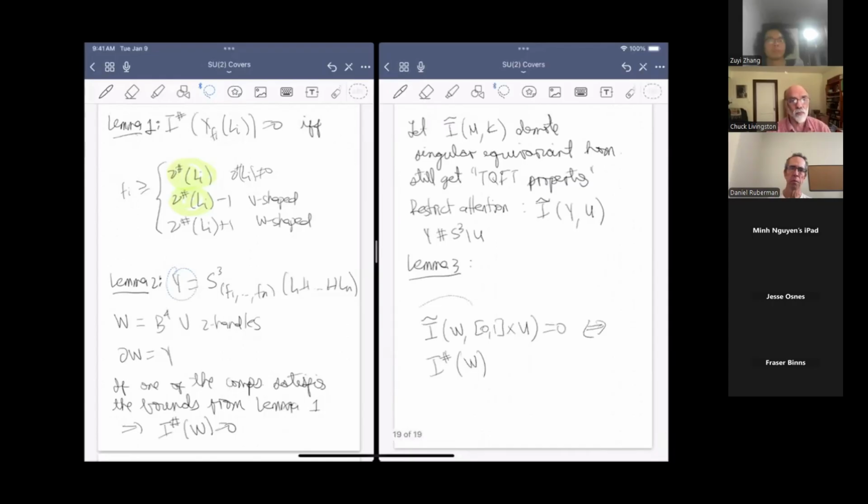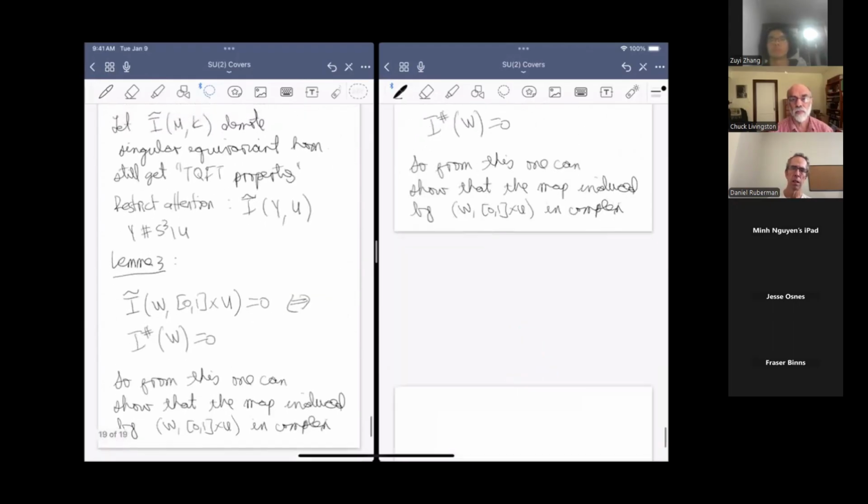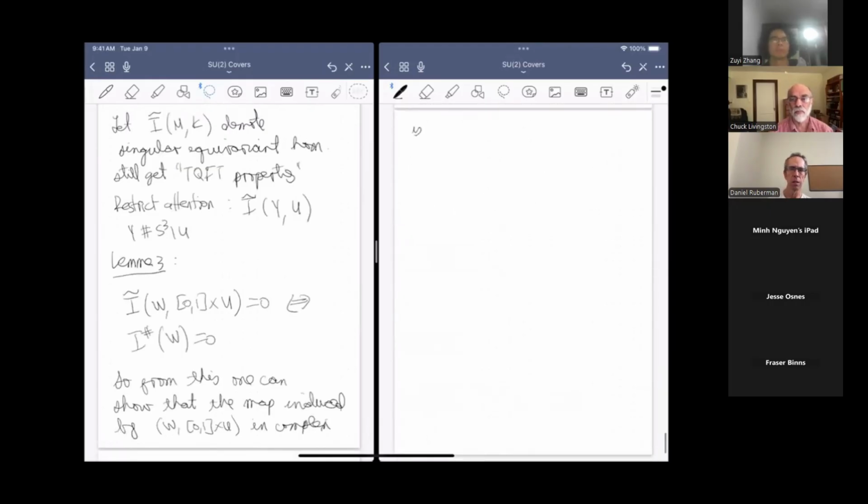And it turns out, of course, I'm not explaining this very well, but one can show that the map induced by this pair in the complex of these singular equivariant homology groups is non-trivial, but it is trivial in homology.